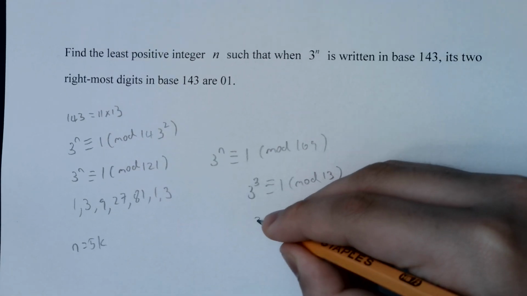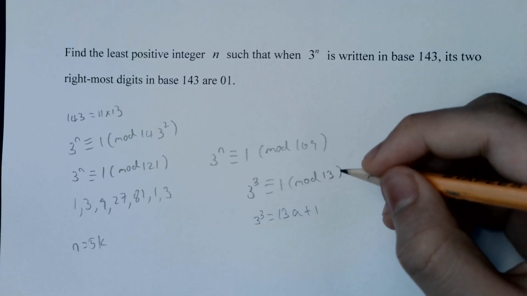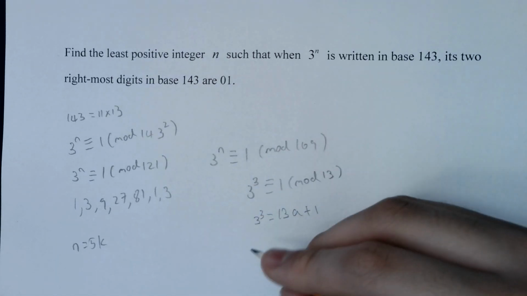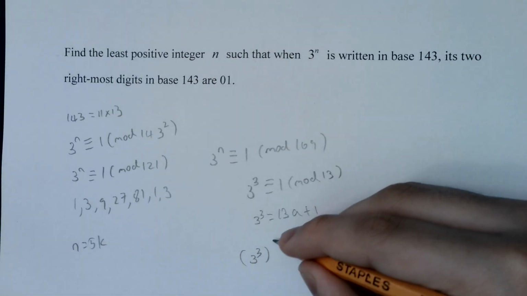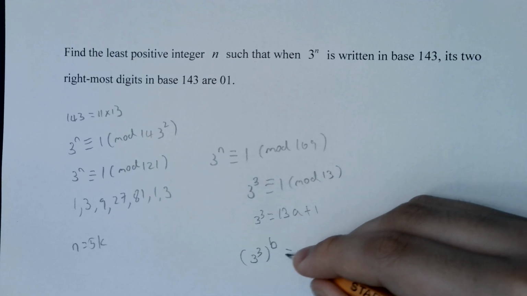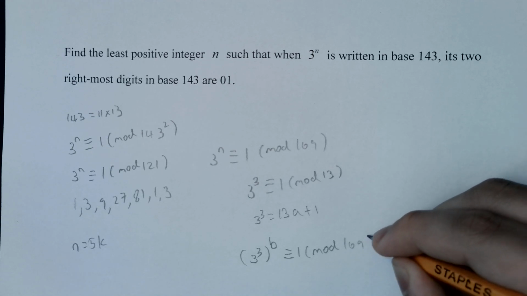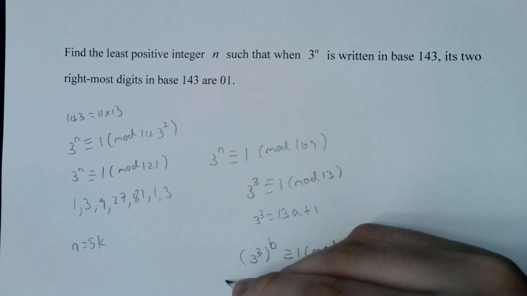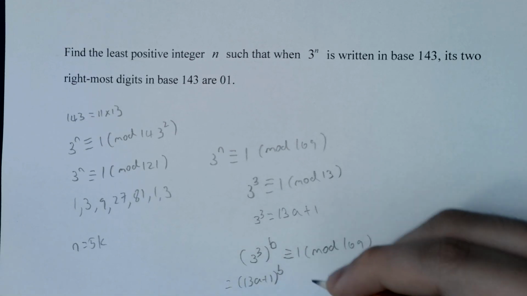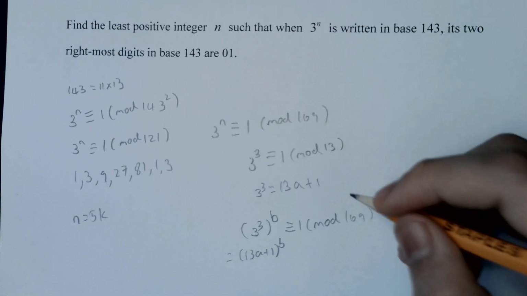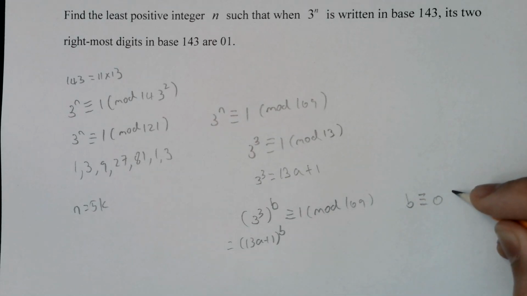Now we can see that 3 to the power of 3 is going to be equal to 13a plus 1, for some integer a. Now we can plug this in: 3 to the power of 3 to the power of b, for another new integer b, is equal to 1 modulo 169. Then I can also rewrite this as 13a plus 1 to the power of b, which is equal to 1 modulo 169. And we also need to satisfy that b is equal to 0 modulo 13.